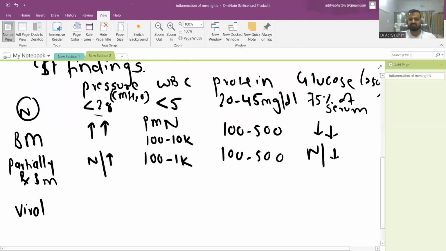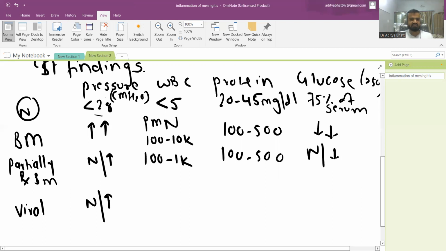Now, viral meningitis. In viral cases, you always have to consider that viral meningitis never occurs in isolation. It usually occurs with encephalitis. So viral encephalitis or viral meningoencephalitis might be present. There is no isolated viral meningitis, or if it is stated, it is wrong.